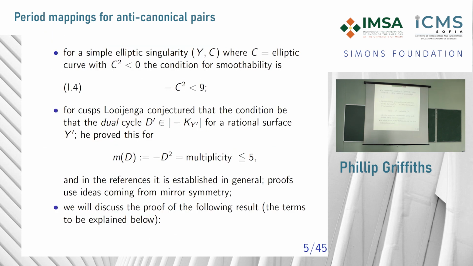Okay, so the result itself, the Looijenga conjecture, was proved by Gross, Hacking, and Keel, and then a refinement of it by Engel and Friedman. The central result, or the central tool that they use in proving it, is the Torelli theorem.